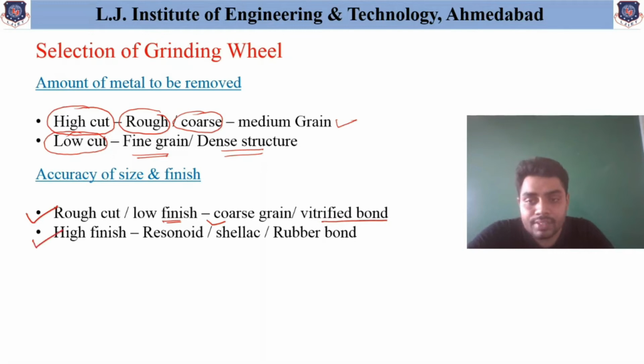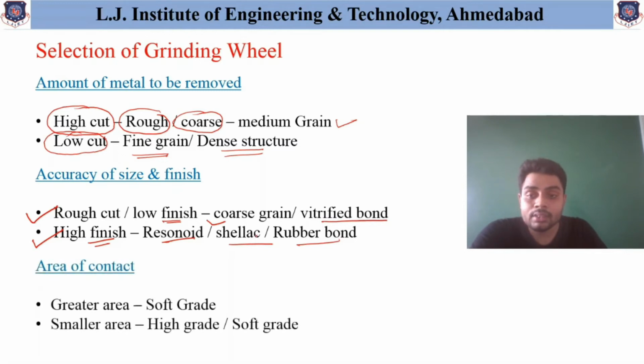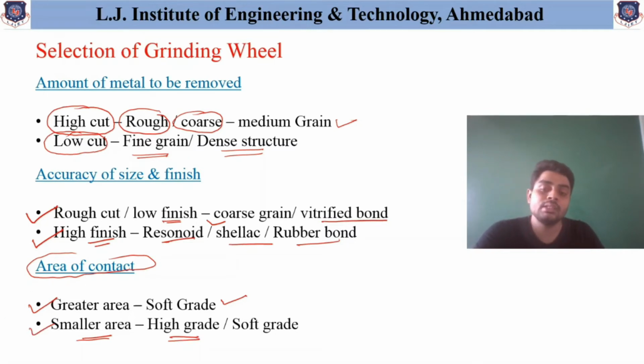Similarly, if high finish is required, that is surface finish is of most importance, at this time maybe a resinoid, shellac or rubber bond is used. Now let us say third example, if our primary focus is area of contact, that means if a greater area of the grinder comes in contact with the workpiece, then the soft grade is used, and if the smaller area is considered, at that time high grade is used, and for the smaller area high grade is mostly preferable.